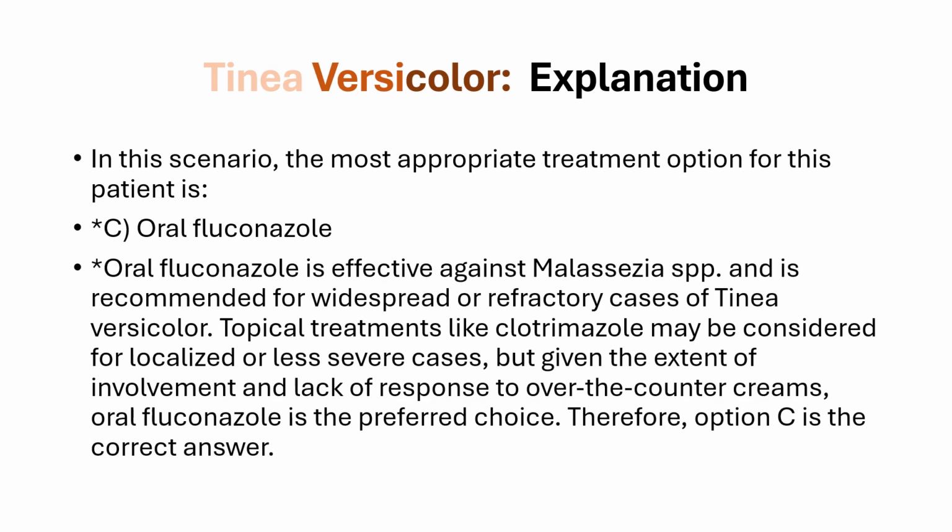Oral fluconazole is effective against Malassezia species and is recommended for widespread or refractory cases of Tinea versicolor. Topical treatments like clotrimazole may be considered for localized or less severe cases, but given the extent of the involvement and lack of response to the over-the-counter creams, oral fluconazole is the preferred choice. Therefore, option C is the correct answer.